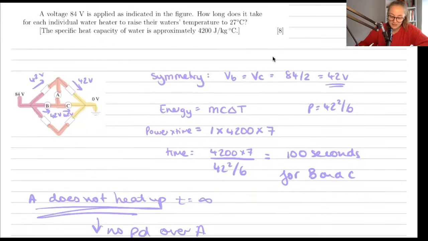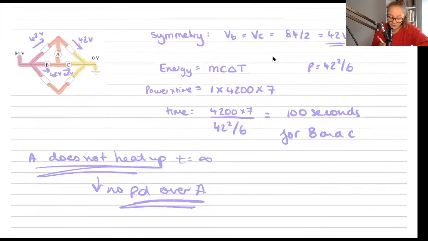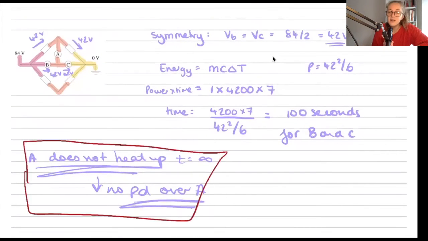The question is asking how long it'll take to heat the water. Well, if there's no power dissipated over A, then it'll take an infinite amount of time because it's just not going to heat up the water. So we've answered that part of the question. That's really easy. But now we need to discuss B and C.